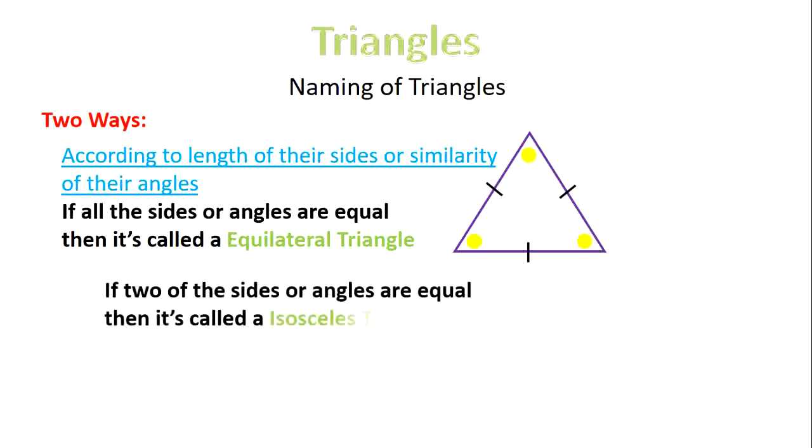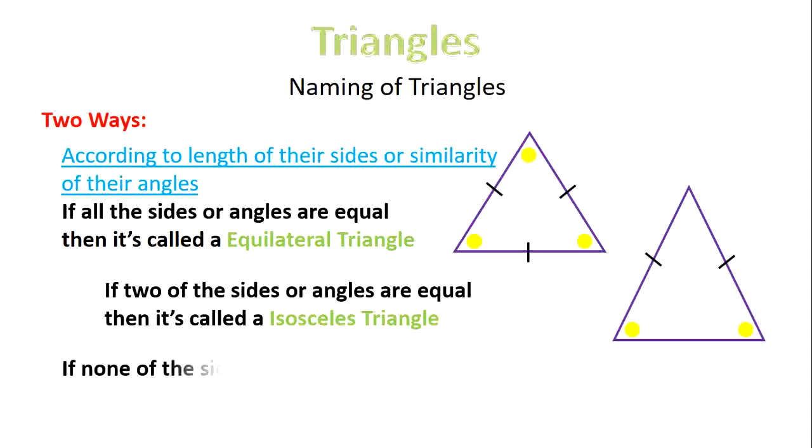Secondly, if 2 of the sides or angles are equal, then it's called an isosceles triangle. So let's have a look. Here we have our triangle. 2 sides are equal and 2 angles are equal. Alright, that's the second way that we can name a triangle.